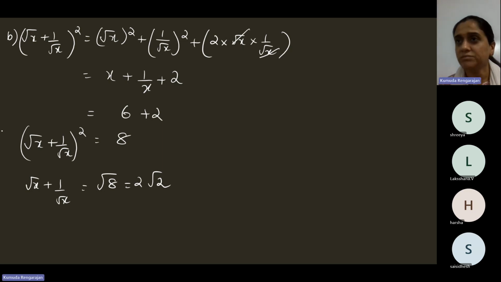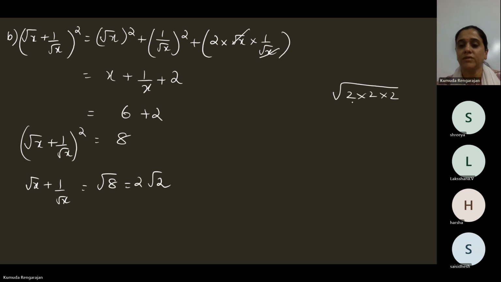Yeah, what's your question? For B, 2 root 2. Finished? Ma'am, I have a doubt. Yes, Shreya? How come root 8 equals 2 root 2? Okay. 8 is 2 into 2 into 2, right? Yes. Correct? Okay, yes, okay.